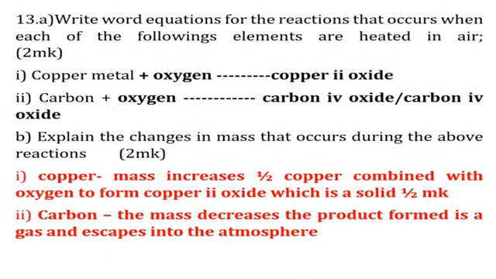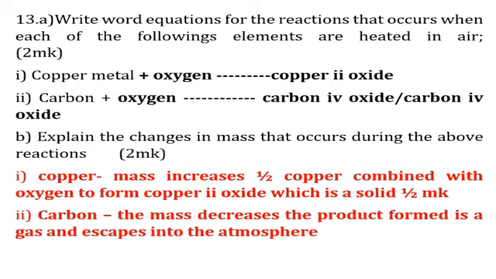Go to the next question, number 13. Write one equation for the reaction that occurs when each of the following elements are heated in air. Copper metal plus oxygen, you get copper 2 oxide. Carbon plus oxygen, you get carbon 4 oxide. You're told the next, explain the changes in mass that occur during the above reaction.